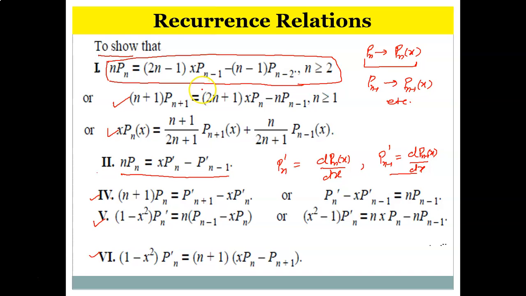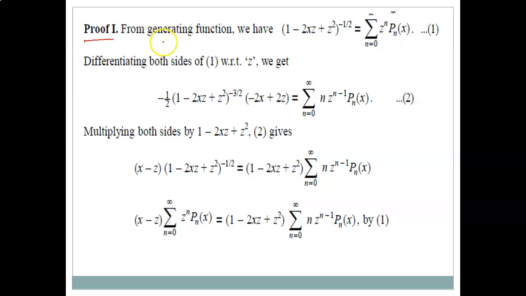As we have derived certain relationships in the earlier lecture, we consider the generating function. You know that the generating function for the Legendre polynomial is (1 minus 2xz plus z squared) raised to the power minus 1 by 2. This is equal to the summation over n from 0 to infinity of z raised to power n Pn(x). This is equation 1.